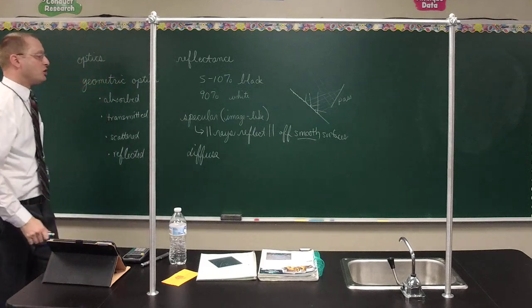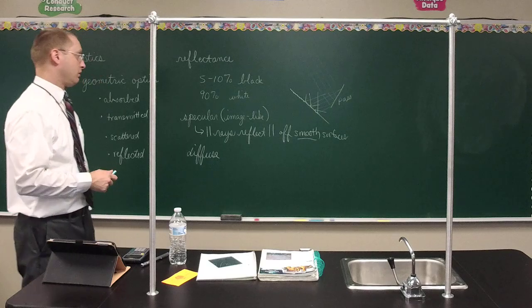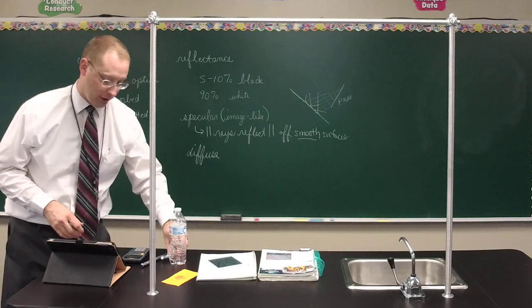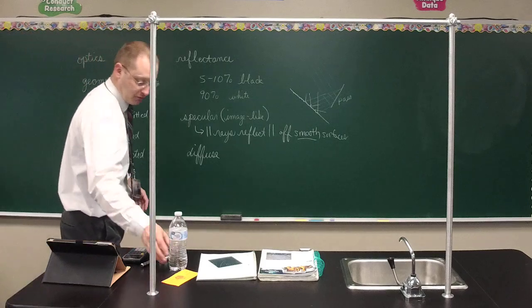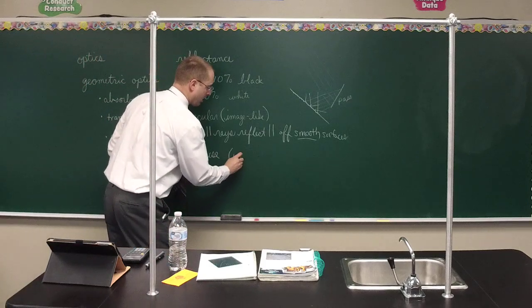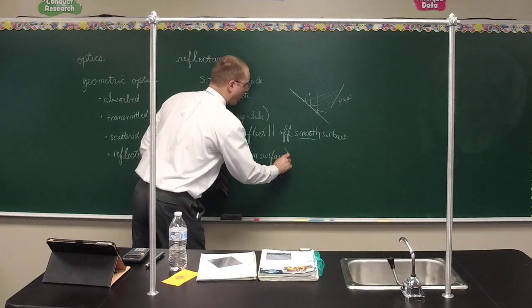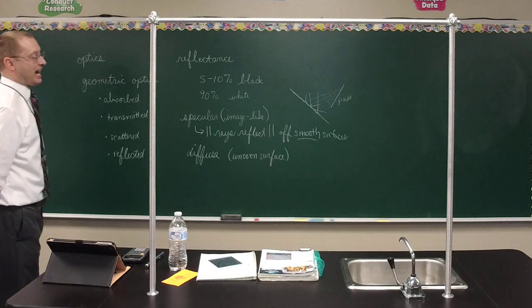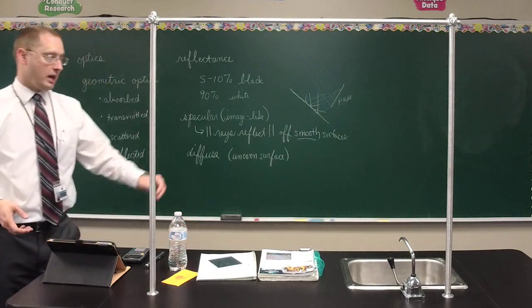reflection. Diffuse reflection. It would be just the opposite. No clear image is produced. Diffuse reflection has no clear image produced because light rays, when they strike an uneven surface, are reflected in various directions. Light rays don't stay parallel. Parallel rays, I should say, do not stay parallel anymore.